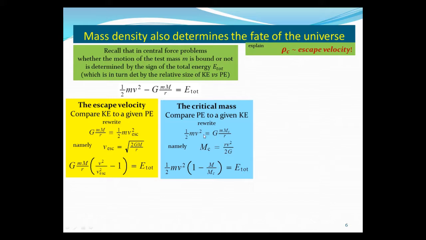The critical mass, according to this formula, is small m cancelled, r over v squared, and 2G in the denominator. So this energy balance equation can be rewritten, and you can see that if m is greater than the critical mass, then this is negative, so the total energy is negative and it's bounded. If m is less than the critical mass, it's unbounded. So there's not enough mass to hold it.